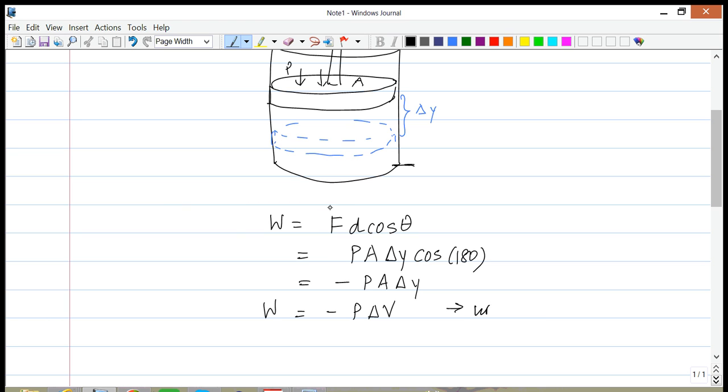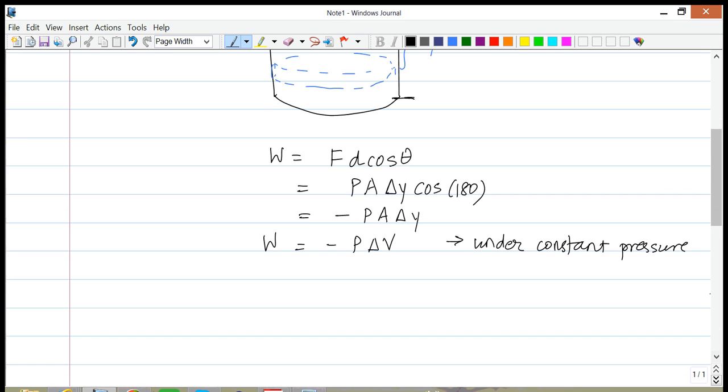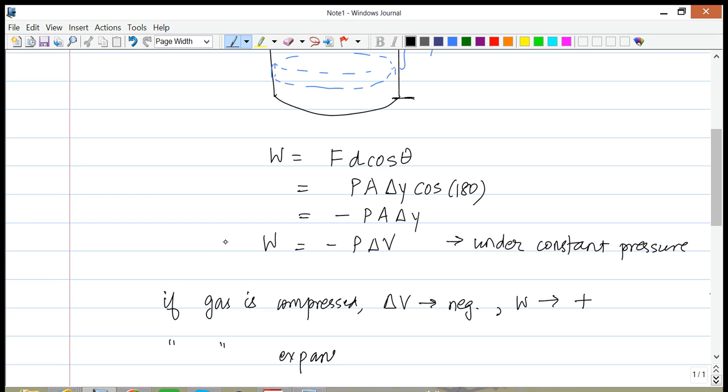This is under constant pressure, when the pressure is fixed. So under constant pressure, the work done is given by negative P delta V. Now understand, if the gas is compressed, delta V ends up being negative, which means W ends up being positive. Now if the gas expands, then delta V is positive and W is negative.